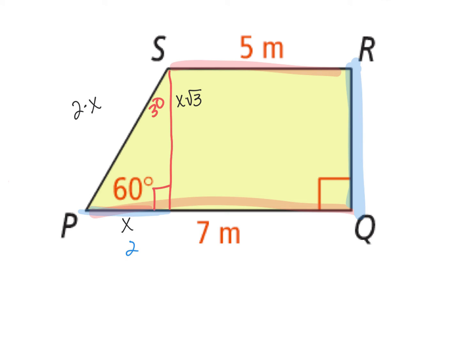Okay, so now I'm ready to do the rest of it. So this would be 2 times my x, which would be 2. So then that piece is 4. And then this other piece is 4 times the square root of 3.